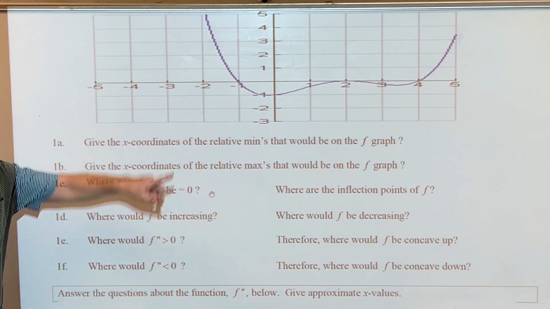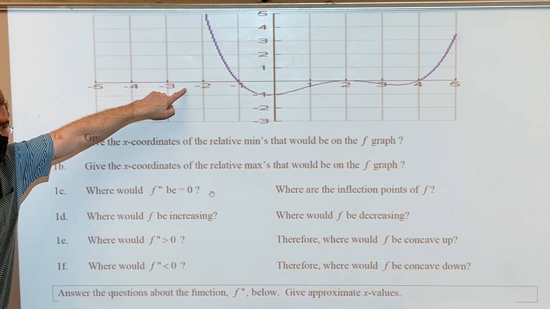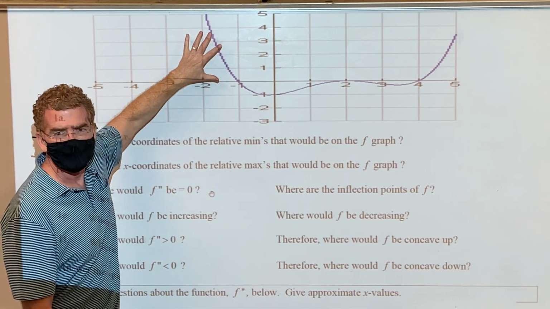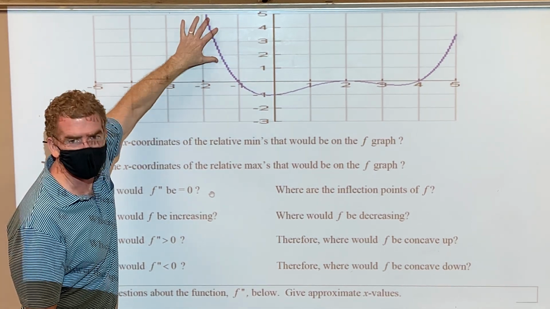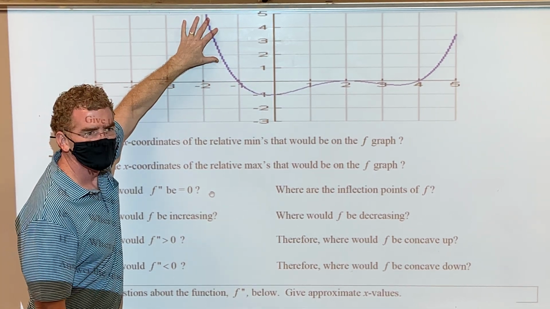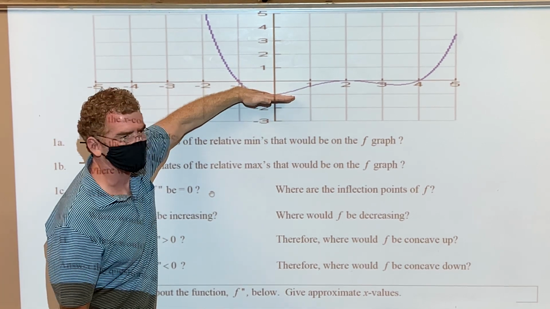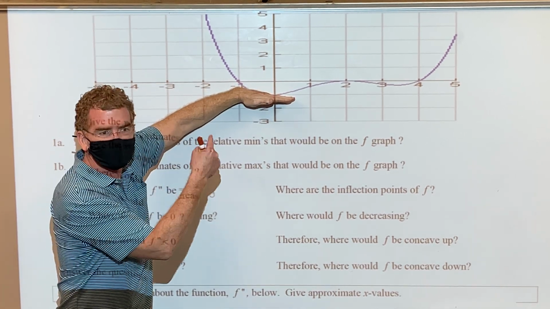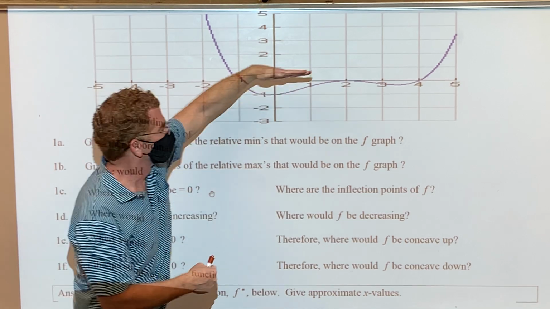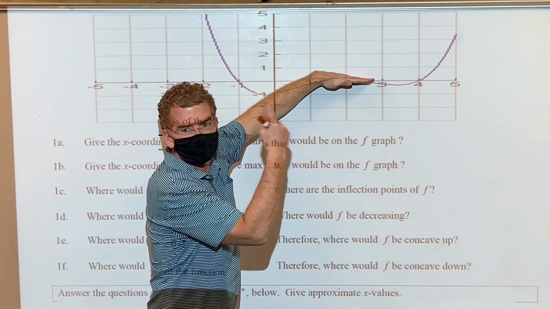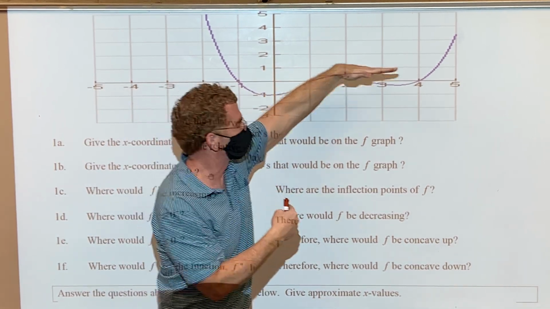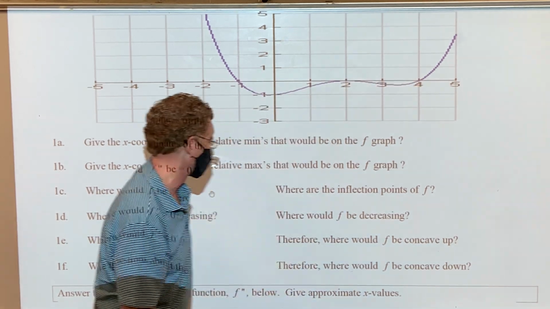Relative maxes and mins on f prime, right? Because if this is f prime, the derivative of f prime is f double prime. So the derivative of f prime is 0 right there, so the second derivative of f is 0.